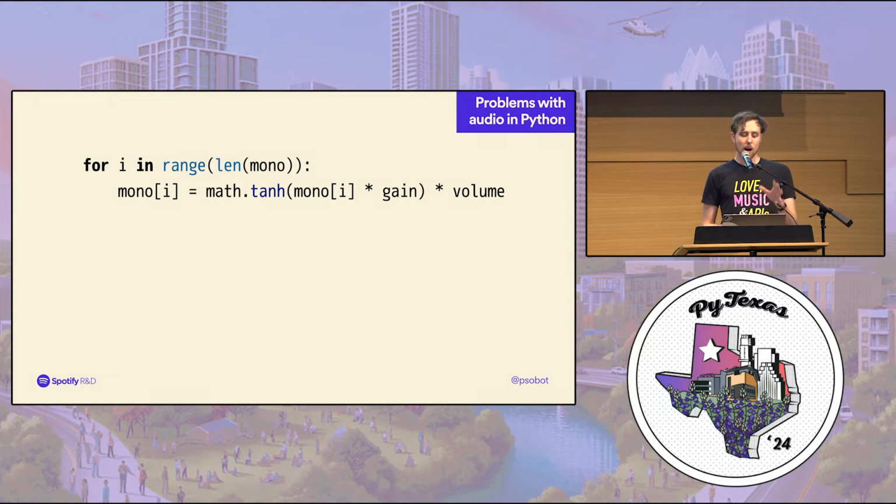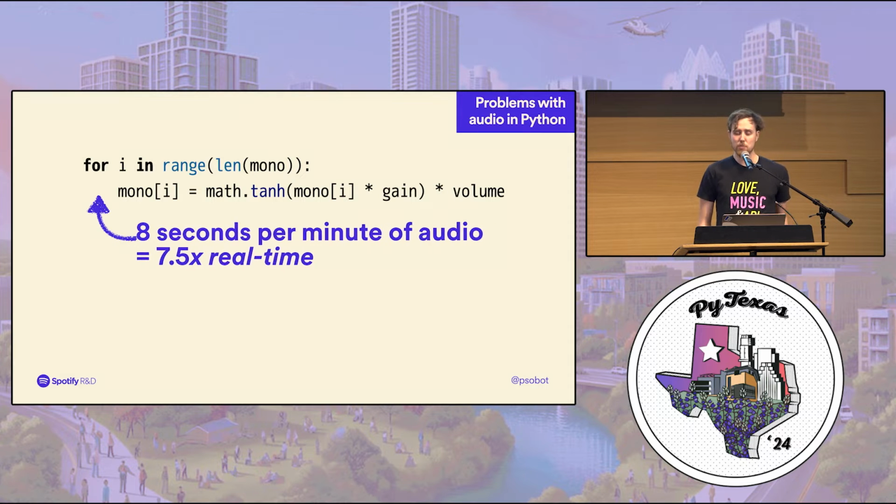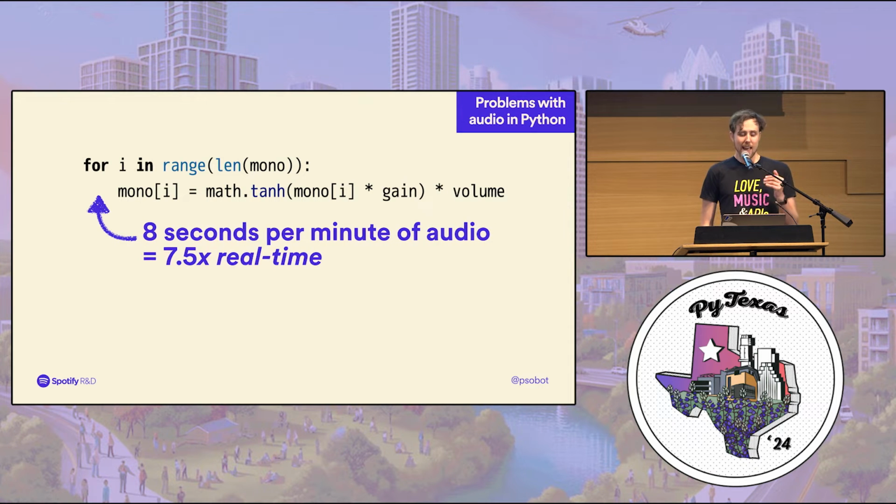In fact, let's time this hot loop here, where we're going through every single sample of the audio file and applying math.tanh. If I time this on my MacBook here, we see that it takes 8 seconds per minute of audio to process this audio. That's 7.5 times faster than just playing the audio in the first place, or what we would say is it's 7.5 times real time. And that's great. Faster than real time is still really good.